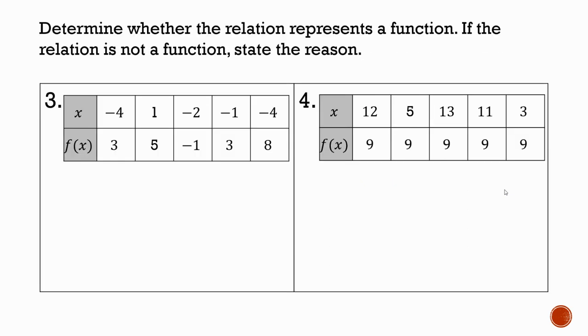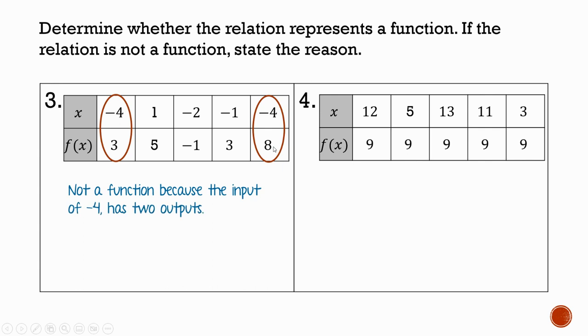Looking at a relation in a table, the input values are the x values, and the output values are the f of x values. If we look at table 3, look at all your input values here. We got -4 paired with an output of 3, and then again, -4 paired with an output of 8. So that one is not a function because the input of -4 has two outputs.